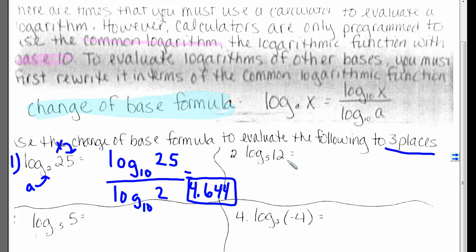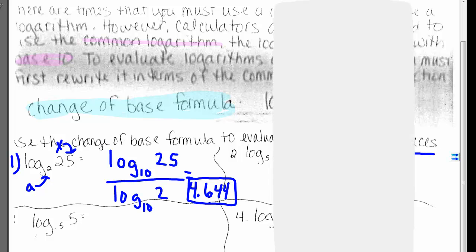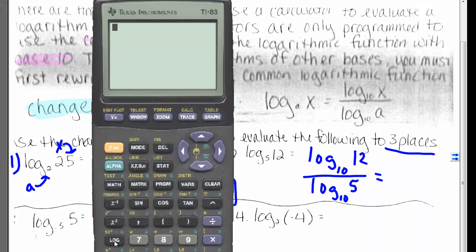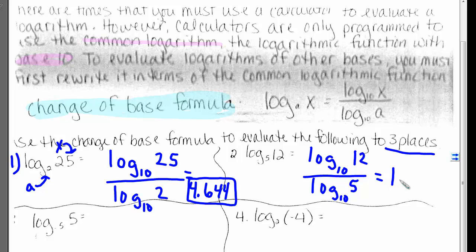Log base 5 of 12. Rewrite this in terms of the common log. Use the calculator. Log 12 divided by log 5. And we get this long number here, and we're going to round this to 3 decimal places: 1.534, or 1 and 534 thousandths.